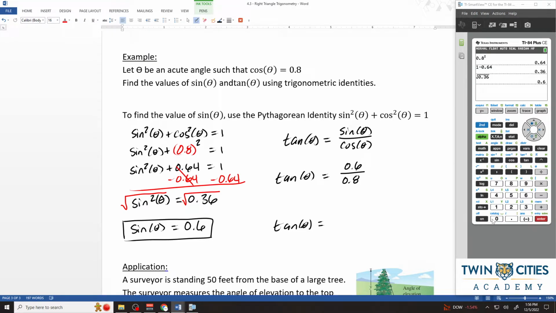Plugging that into the calculator, 0.6 divided by 0.8. This is 0.75. So the sine of theta is 0.6 and tangent of theta is 0.75.